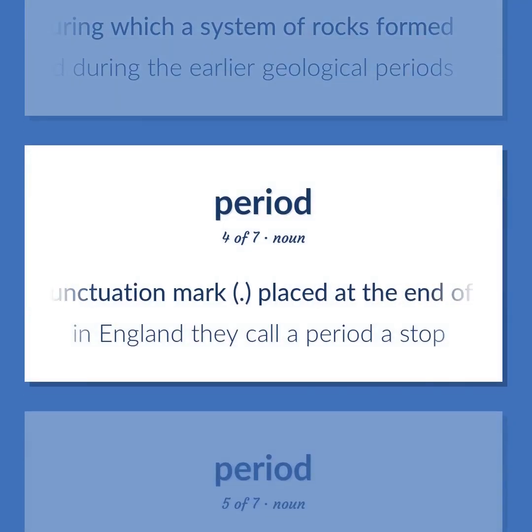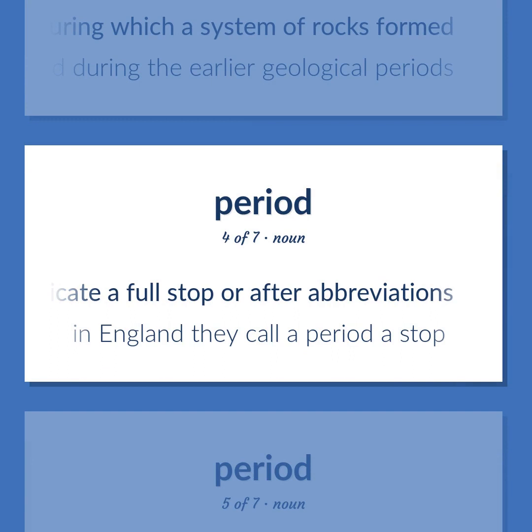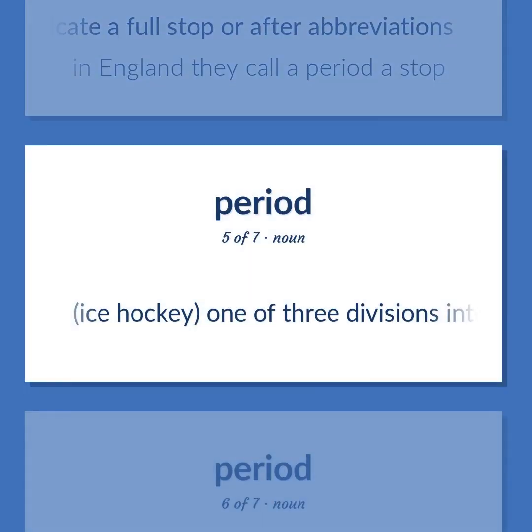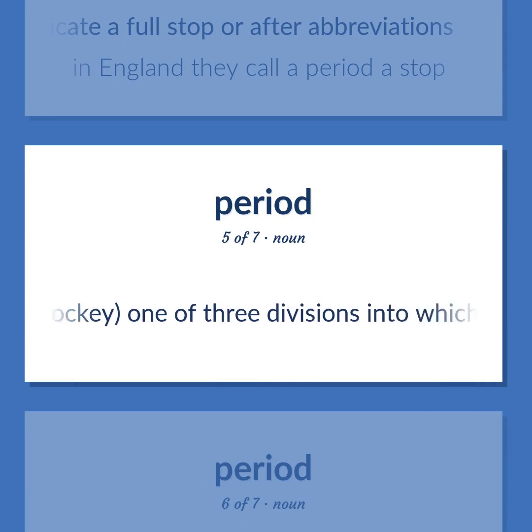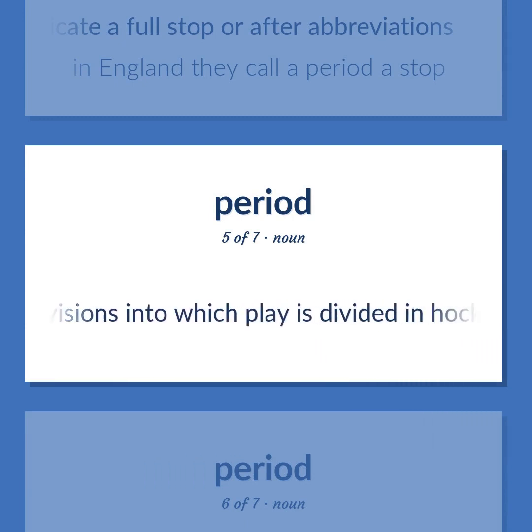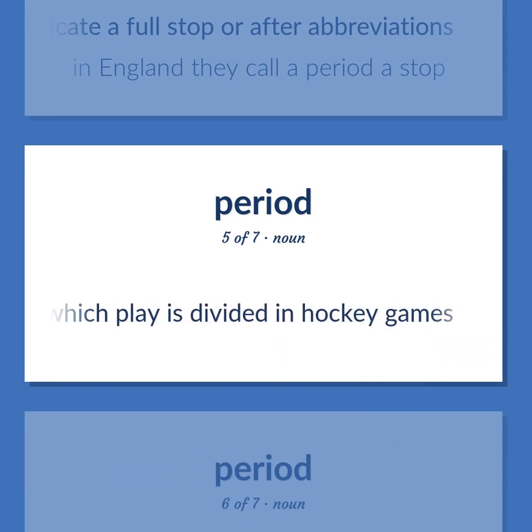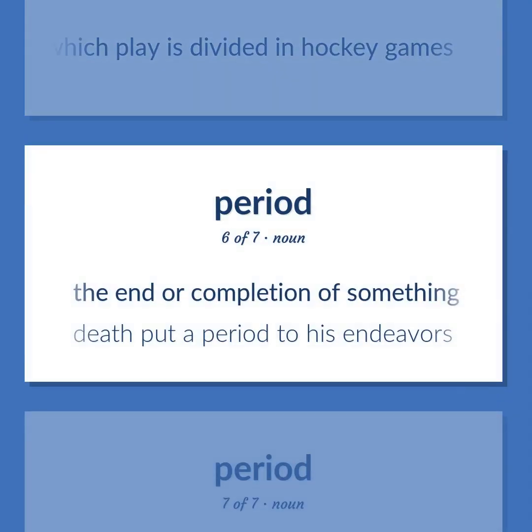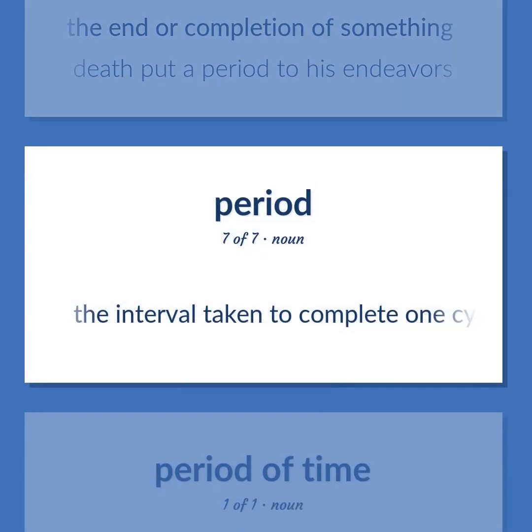A punctuation mark, placed at the end of a declarative sentence to indicate a full stop or after abbreviations. In England they call a period a stop. Ice hockey, one of 3 divisions into which play is divided in hockey games. The end or completion of something. Death put a period to his endeavors.